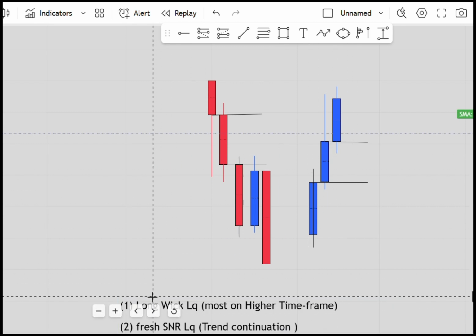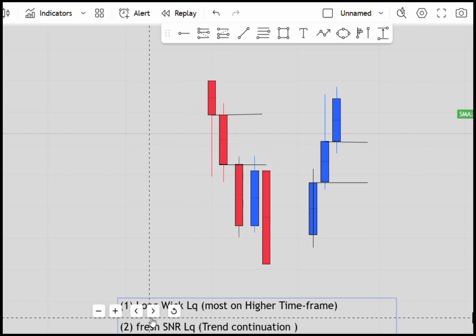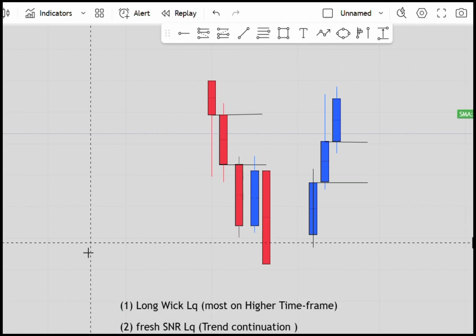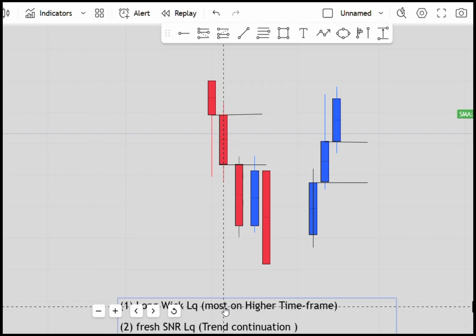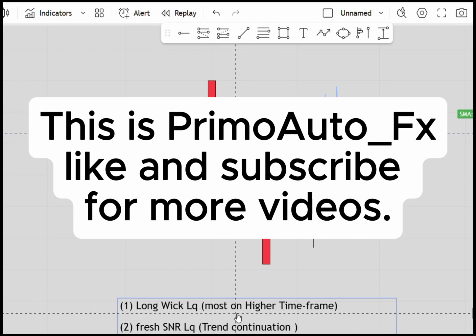So these are the types of liquidity we are going to treat for now. The long week liquidity and the fresh scenario liquidity for trend continuation. So this is it for today. There are more. There are about 6 liquidity forms I use to spot entries, continuations, and to exit the market, even when my TP is not yet reached. So I'll give you an example of the long week liquidity and the fresh scenario liquidity on the chart. So let's go and look for the chart.